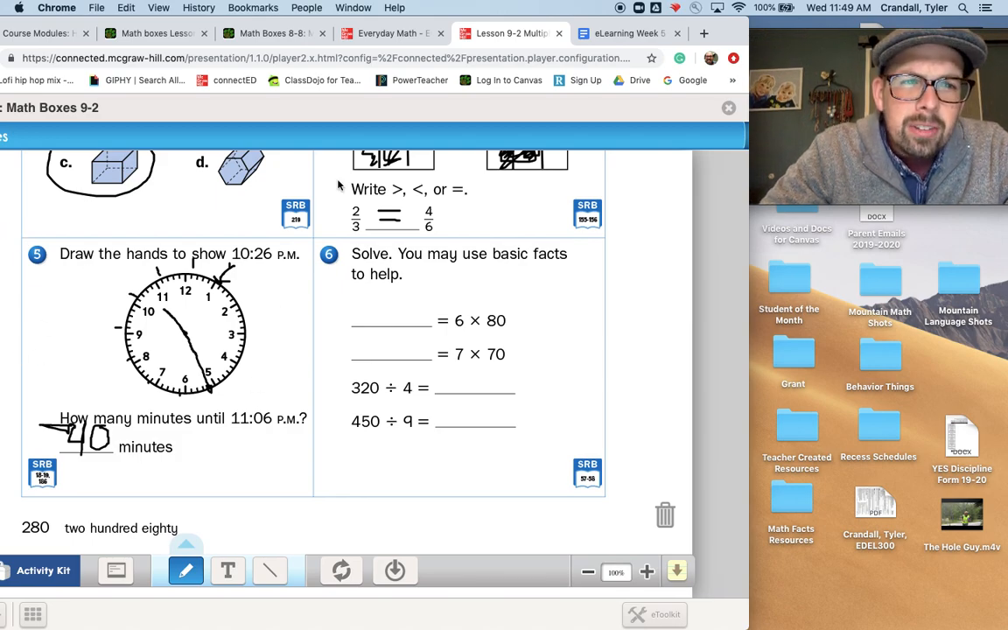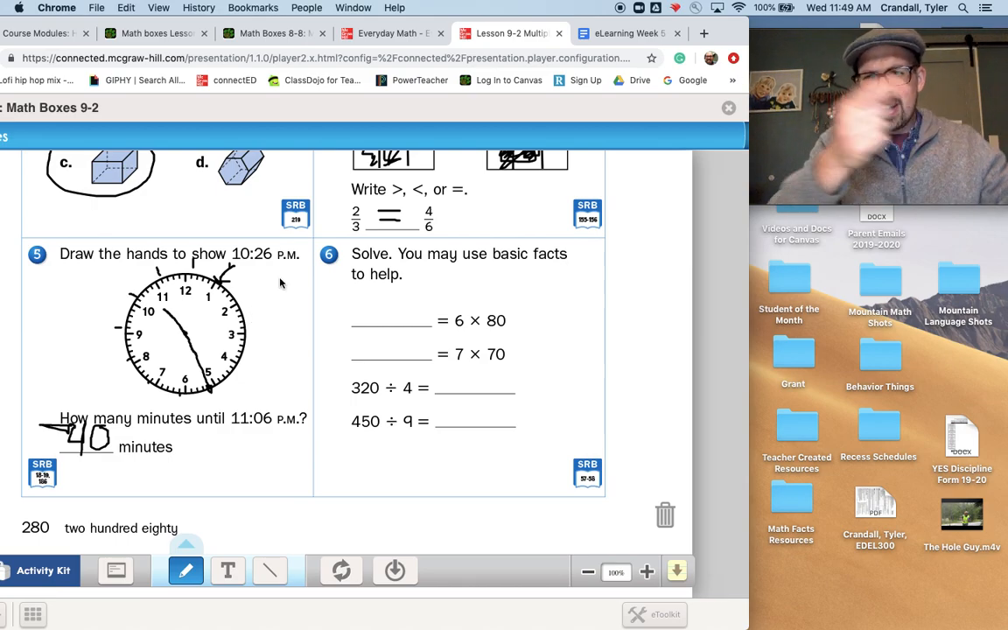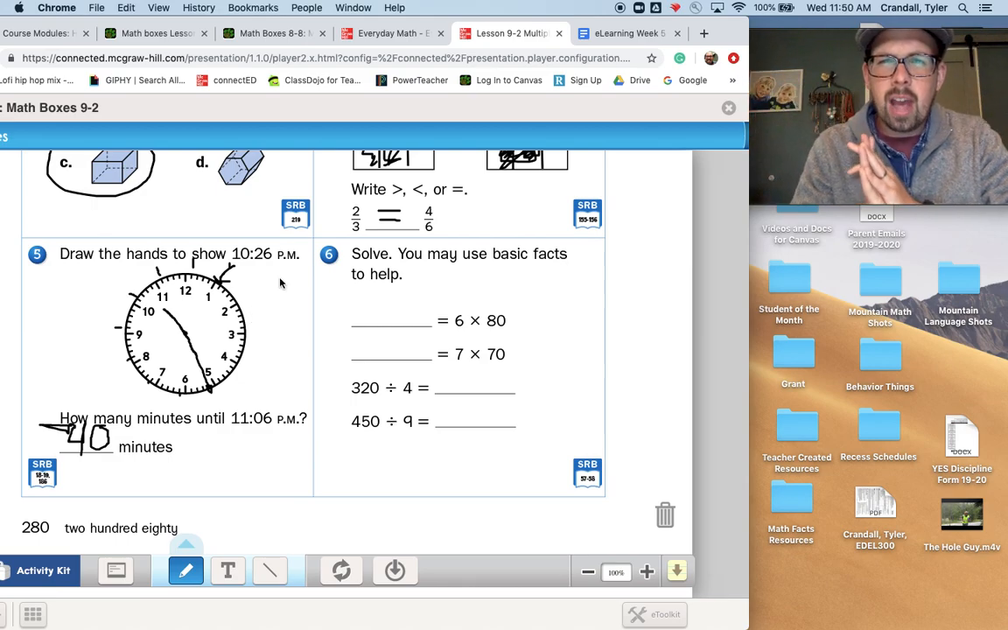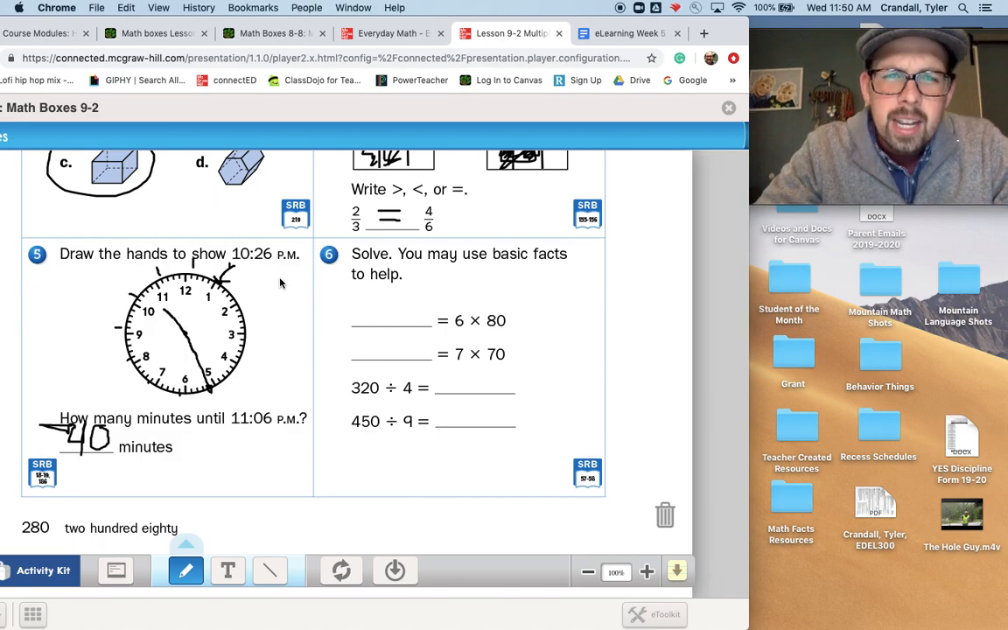As I was saying, though, it makes sense because 26 plus 40 minutes would get us to 66 minutes, which would carry us to the next hour, which would be the 11 o'clock hour. So 11:06.